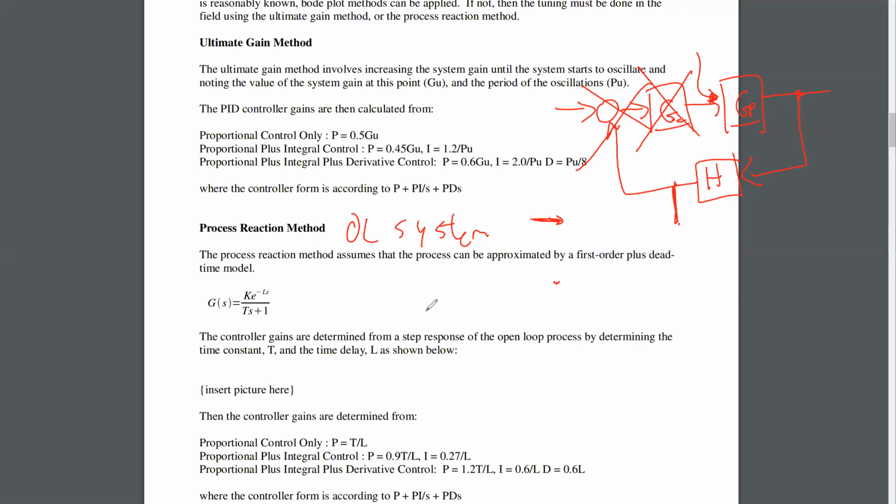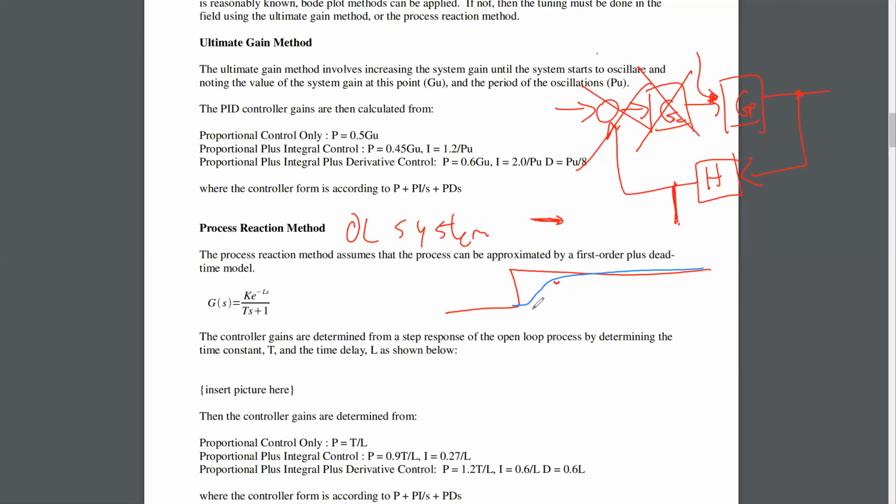And so what you would get is you would give the system a little bump. The bump has to be large enough that you can measure data from it. But in a real plant, they wouldn't want you making too large of a bump. And then you would measure from the response you get. And this method assumes that the response you get can be approximated by a first order plus dead time model.